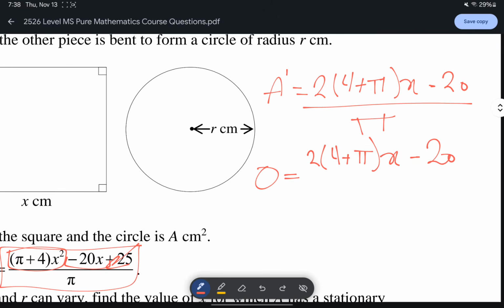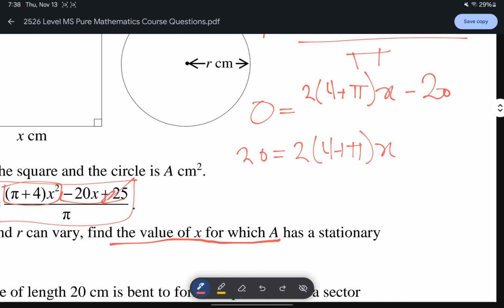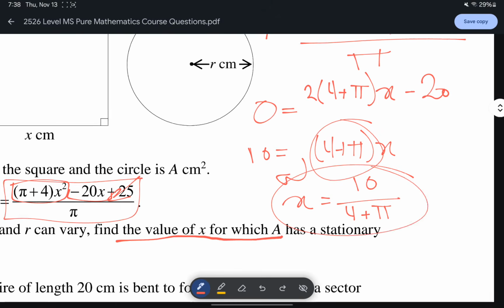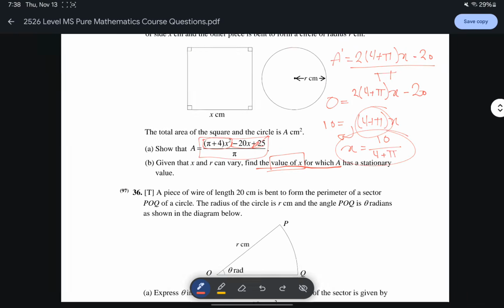Okay, then we'll take the 20 to the other side. So it's 20 equals 2 into 4 plus pi times x. Then we'll divide by 2, so it becomes 10, and this 2 goes away. And then we could move this whole thing to the other side, so it's x equals 10 over 4 plus pi. Okay, and this is our final answer. This is the value of x that they wanted. Okay, so that's part B.